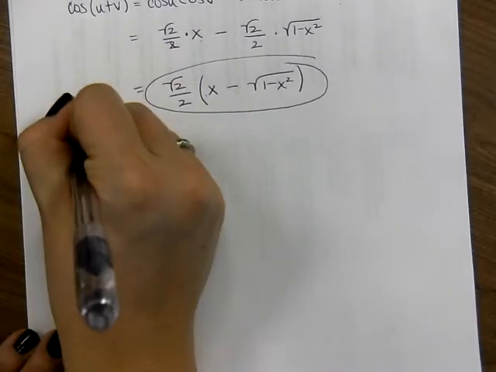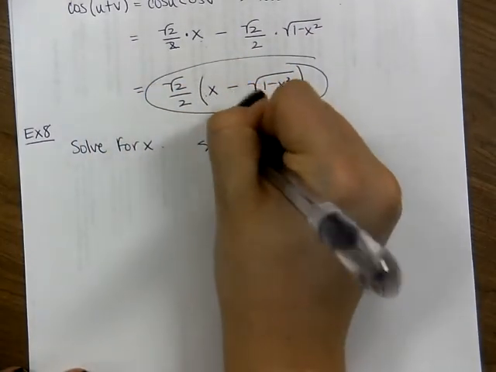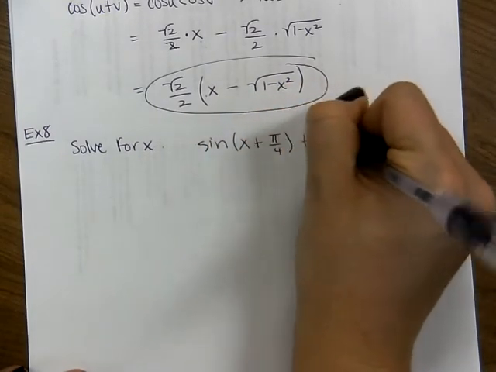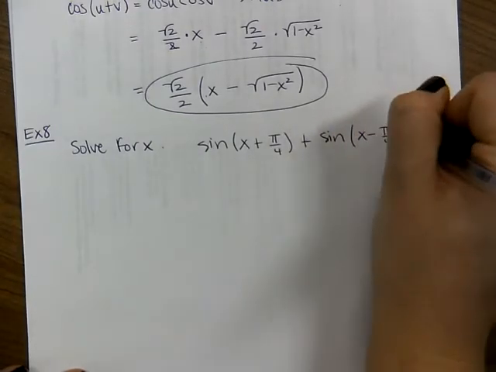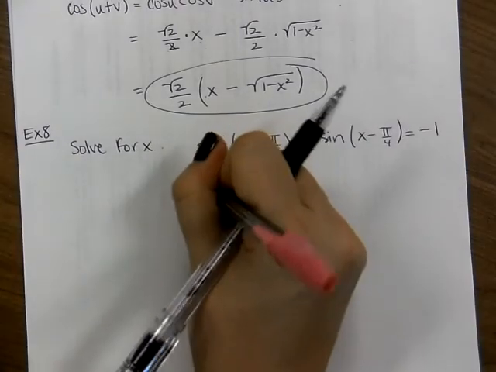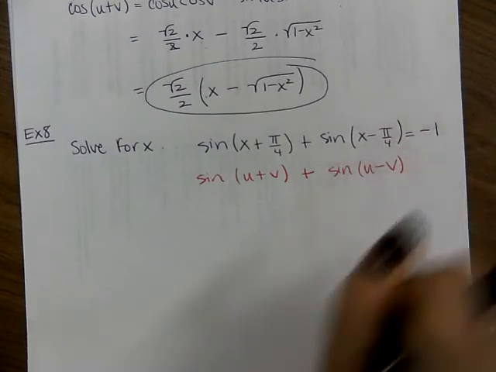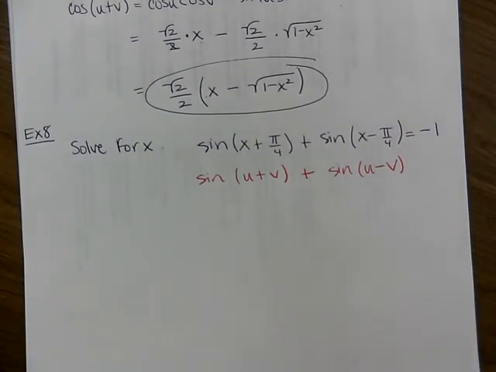Okay. Last one. Solve for x. We have the sine of x plus pi over 4 plus the sine of x minus pi over 4 equals negative 1. What does it look like? A combination of 2. Yeah, there's two of them happening here. Do you see that? So this one is like the sine of u plus v plus the sine of u minus v is what's going on there. So we actually have to use two formulas. So you got to keep this straight.